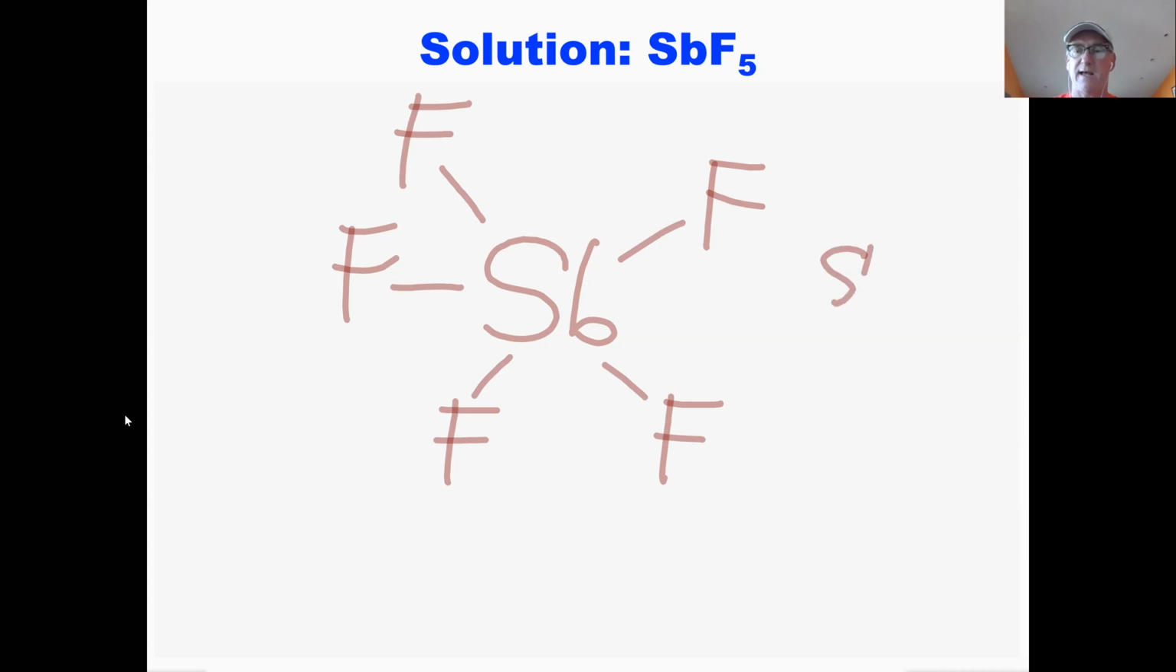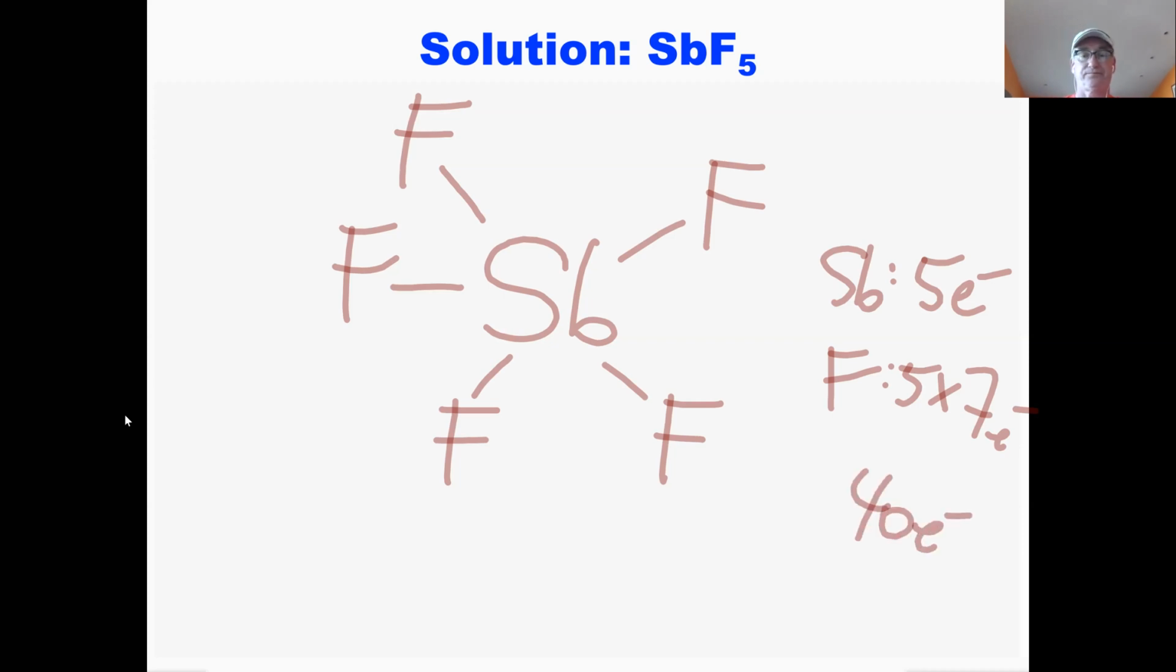So antimony has 5 valence electrons. And fluorine, we should all know by now, has how many? 7. And there's no charge. We don't see a positive or negative charge. This isn't an ion. It's a molecule. So 5 times 7, 35 plus 5. So we have 40 electrons to go around.